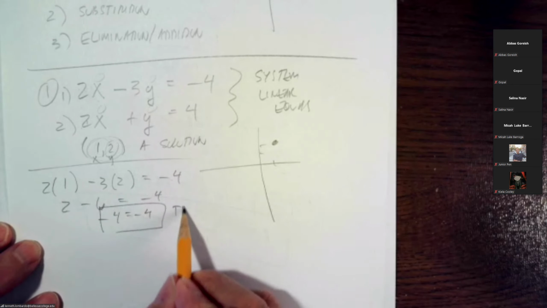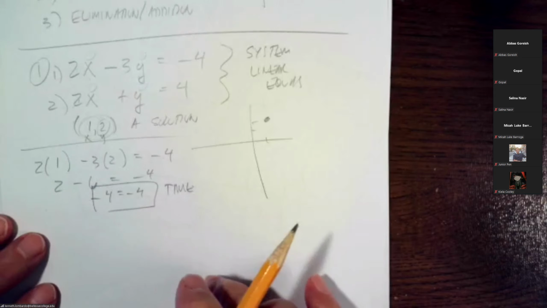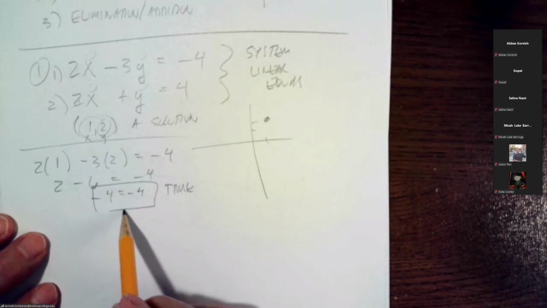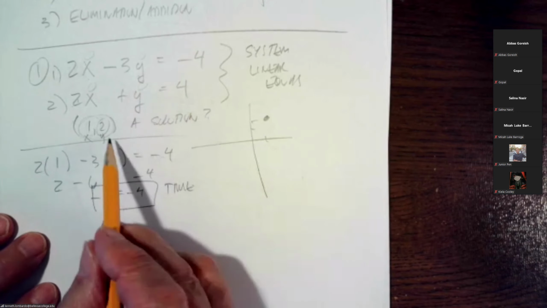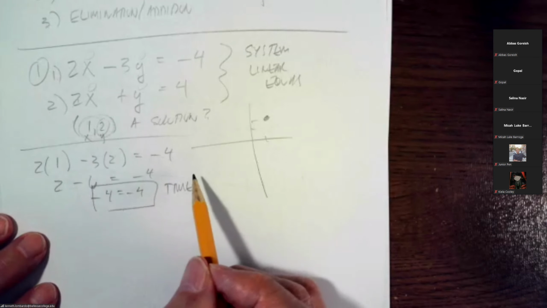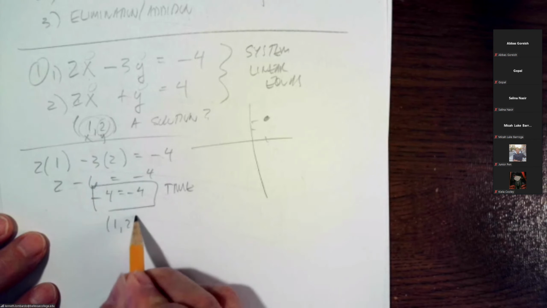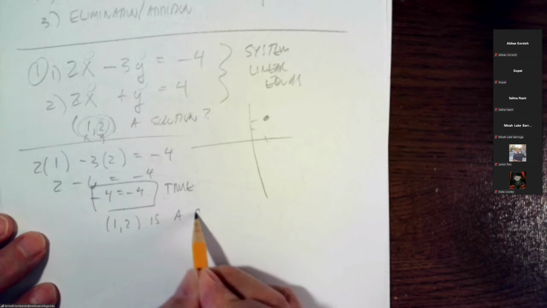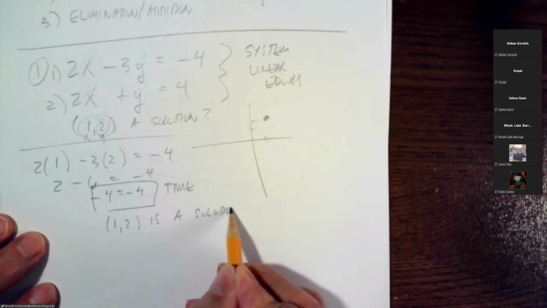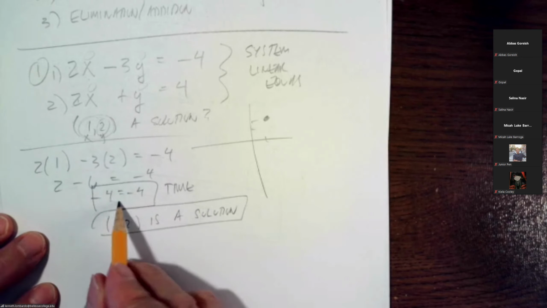2 minus 6, that's -4 equals -4. And that's true, isn't it? So that says that this is a solution. We were asking the question, is (1, 2) a solution? And we can say (1, 2) is a solution. We've just shown it here.